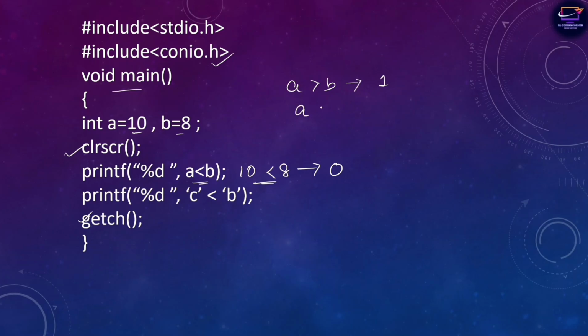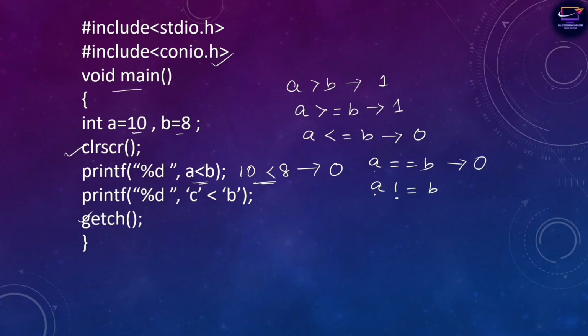If I write a greater than or equal to b, then also it is true because a is greater than b, 10 is greater than 8. So it will return 1. If I write a less than or equal to b, neither a less than b nor a equals b, so it will return 0, right? A equals to b, a is 10, b is 8, they are not equal, so it will also return 0. And finally, a not equals to b: a is 10, b is 8, 10 is not equal to b, that is true. True means 1.